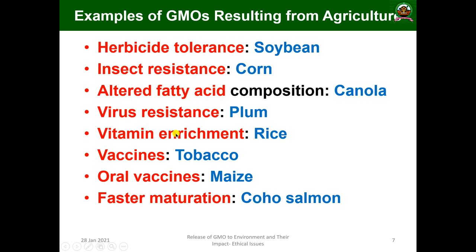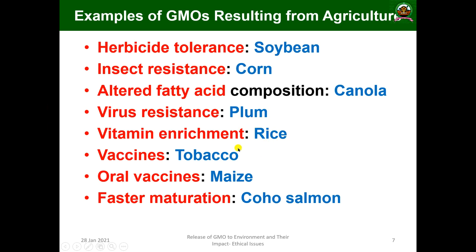Next one is vitamins. This is one of the most important applications worldwide, especially in places like the United States of America. Vitamin A deficiency is one of the major problems. So what they will do is incorporate the vitamin A gene into the rice, and that gene will be multiplied in the rice and create a lot of vitamins, supplying the vitamins along with the carbohydrate present in the rice. And that is known as golden rice. That has a lot of importance in the food market, and it is very commonly available.